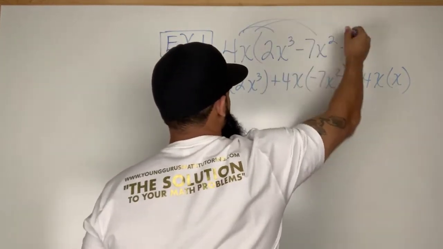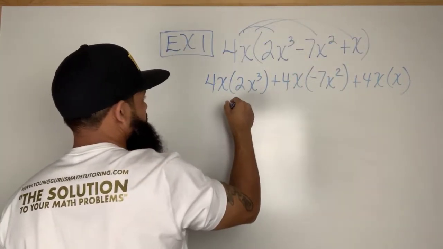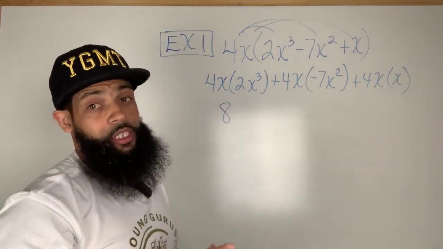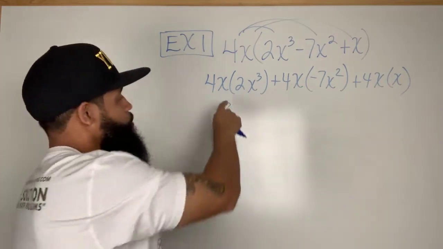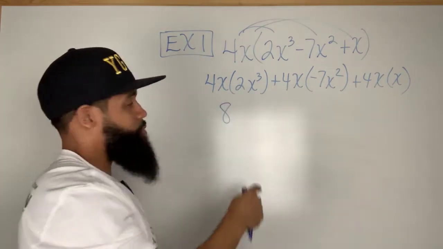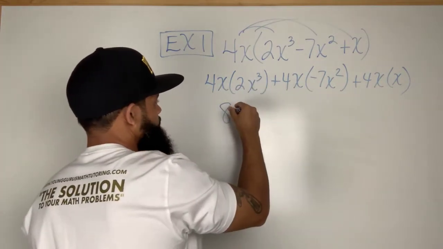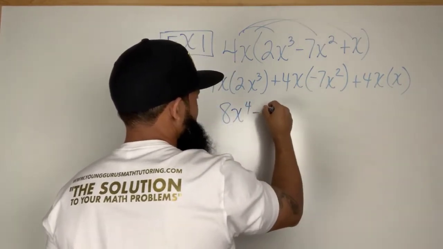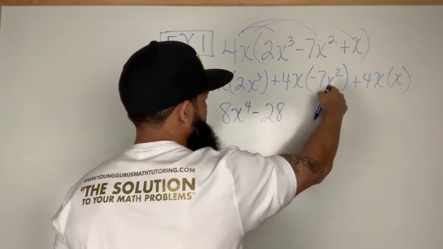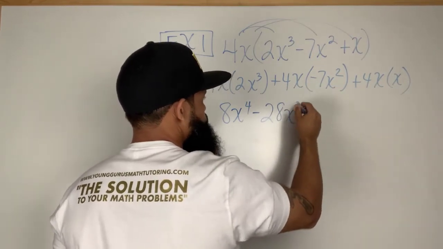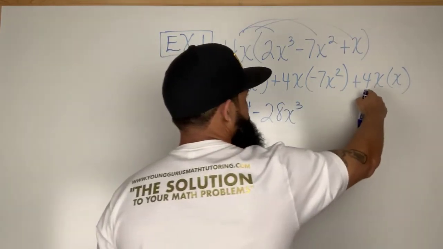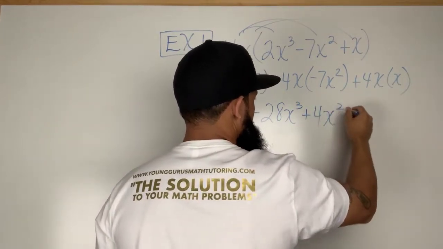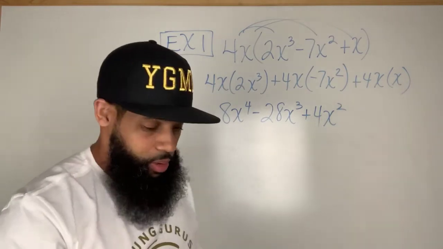All right, so we just distributed this 4x. 4 times 2 is 8. Remember, x times x cubed: when we multiply terms like that, we have to add the exponents. So x to the 1st power times x to the 3rd power is x to the 4th power. 4 times negative 7 is negative 28. x times x squared is x to the 3rd power. And then 4x times x is x squared. And that is it. It's that simple.